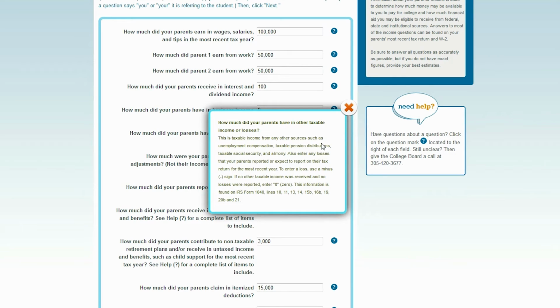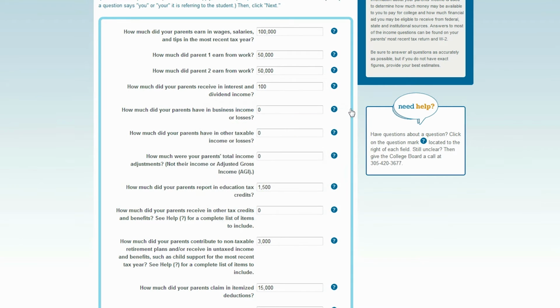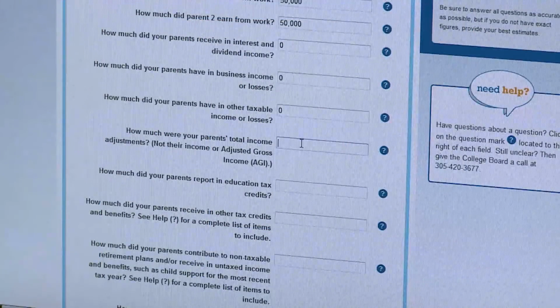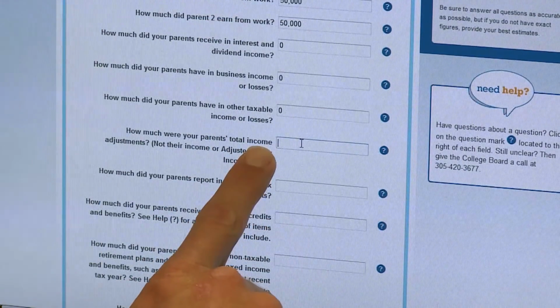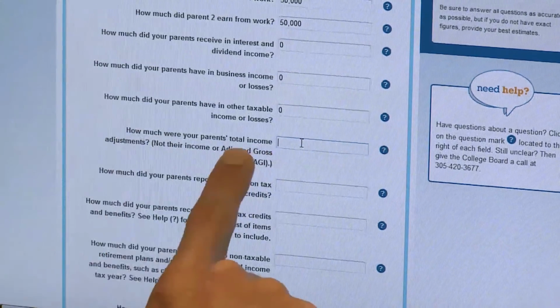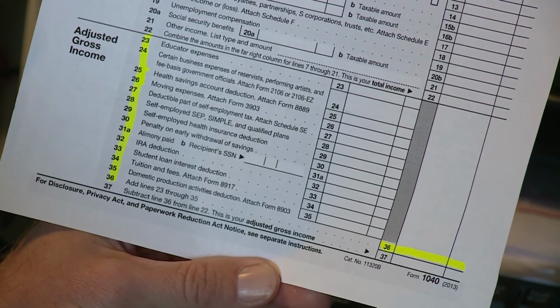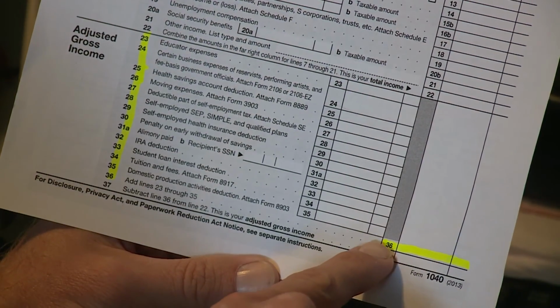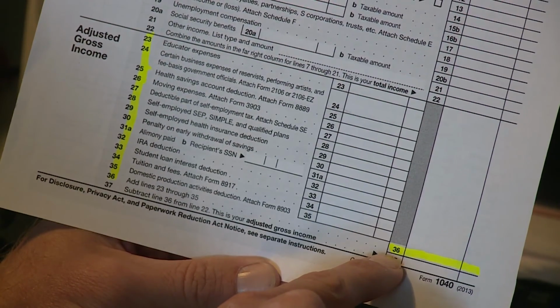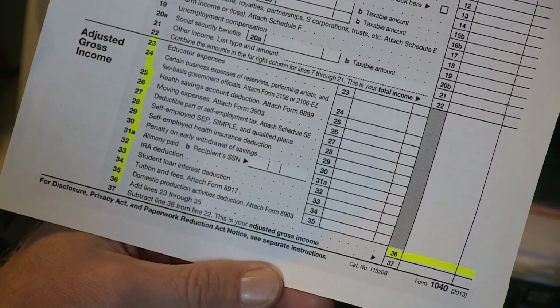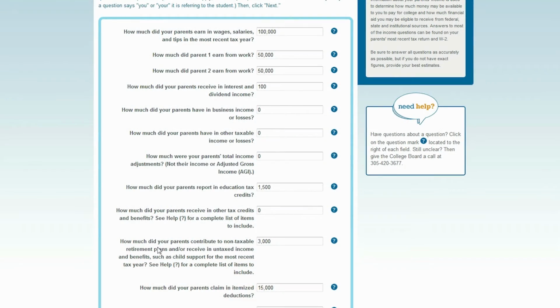It's going to tell you exactly where to look for this information. So if you're not sure, for example, what non-taxable retirement plans refers to, click on the question mark. Total income adjustments. This is one of the biggest mistakes we see. Make sure it's your total income adjustments, which is down here at the bottom of your 1040, not your adjusted gross income. You want your income adjustments, which is very different. A lot of people put their AGI in there, which wipes out their income.